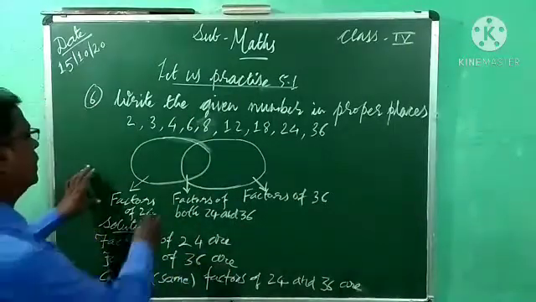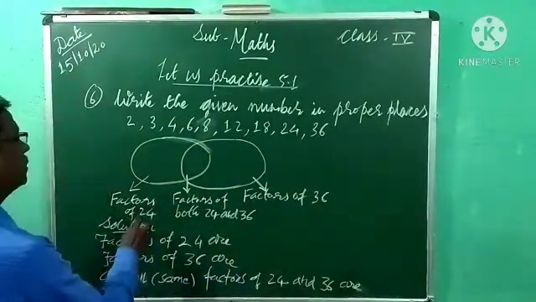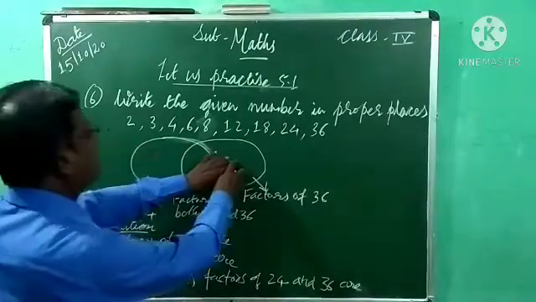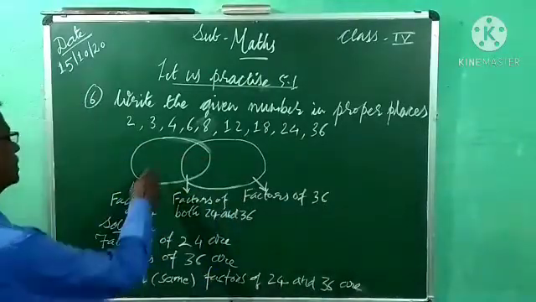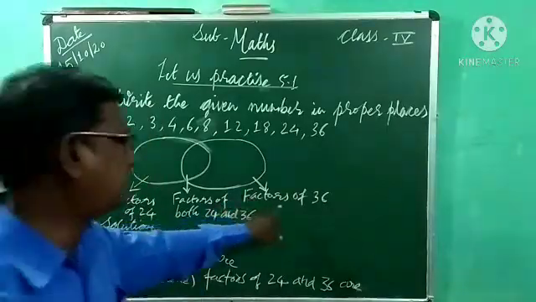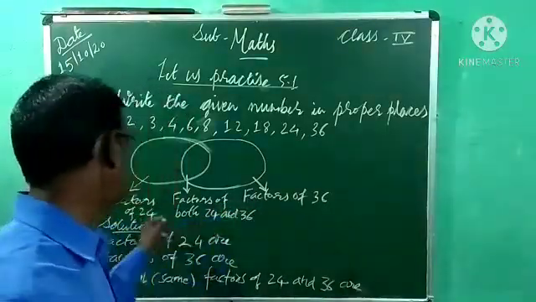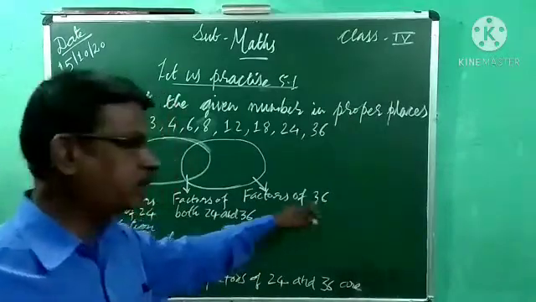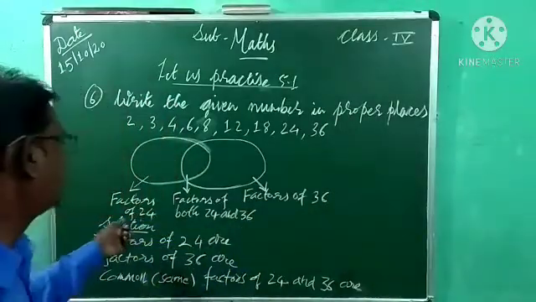So at first we have to find the factors of 24. First we will fill this one, after that this one, and after that we will take the common. First we are going to find the factors of 24. Second, we will find the factors of 36. After that, from 24 and 36, we will take the common factors.